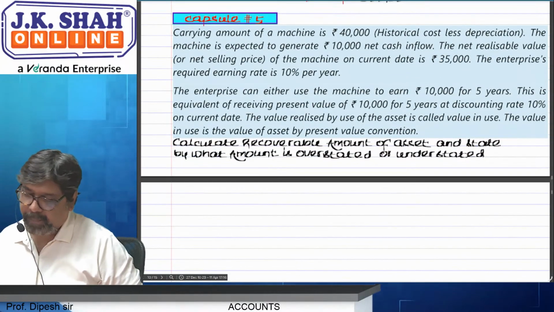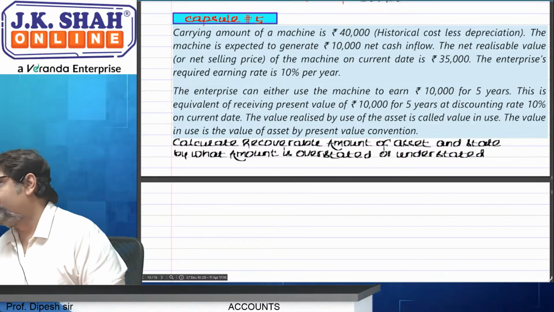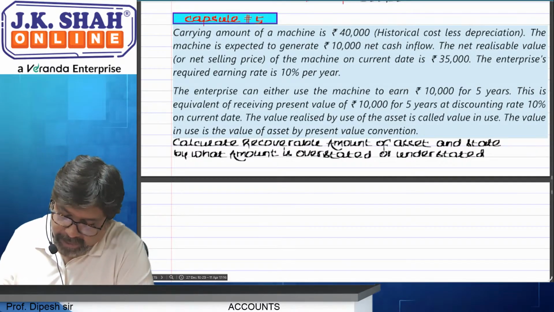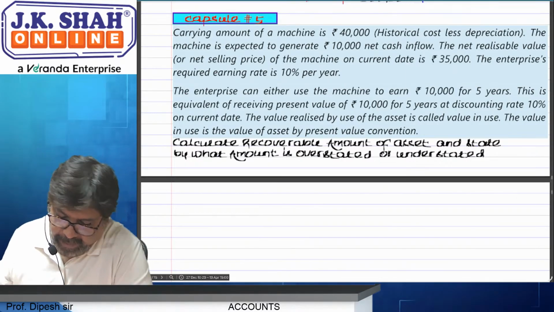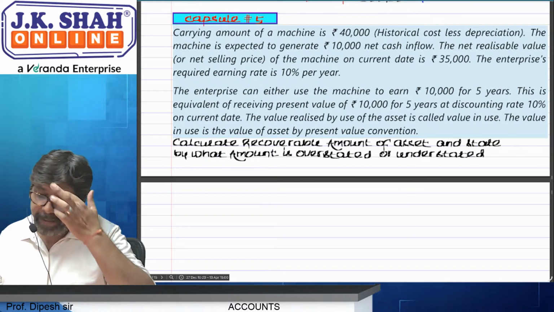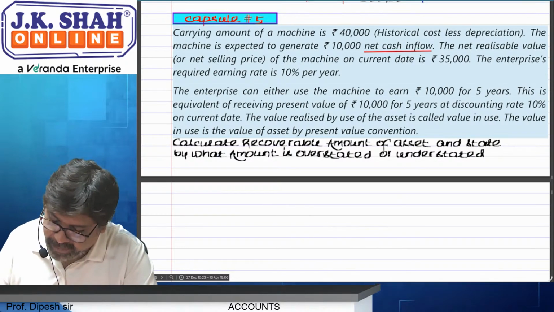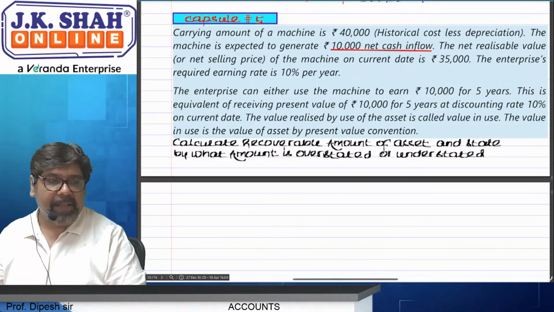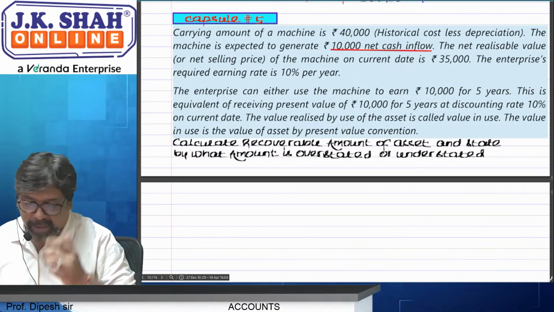No. Carrying amount of a machine is how much? 40,000. Carrying amount of machine is 40,000. Historical cost less depreciation. ठीक है. Then machine is expected to generate 10,000 net cash flows. Machine is expected to generate 10,000 net cash inflow. That means machine will generate 10,000 का net inflow of cash.